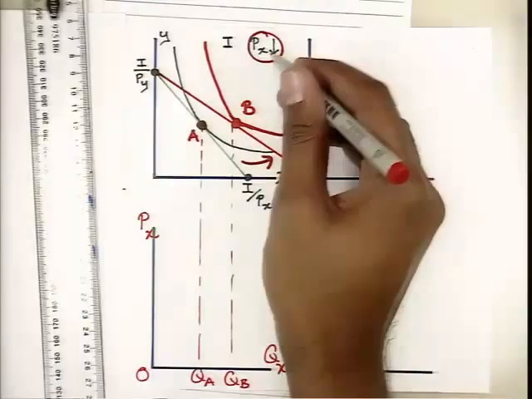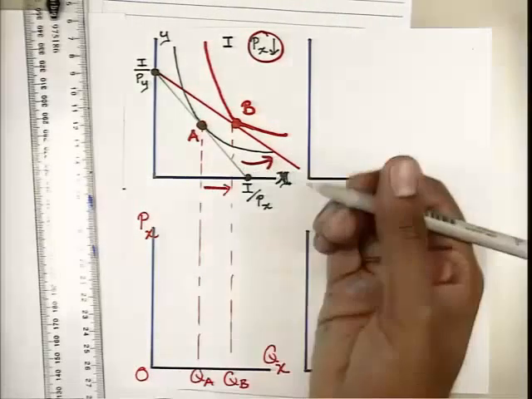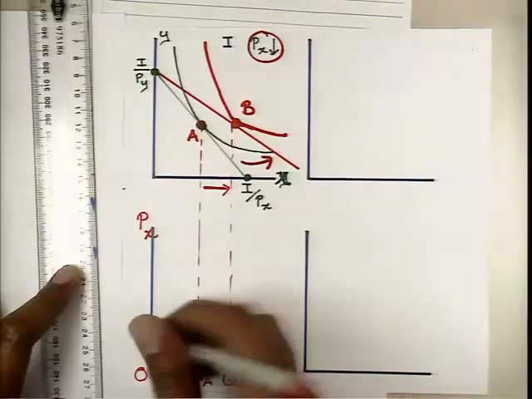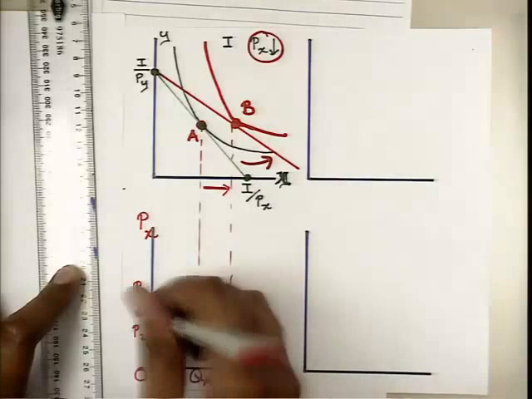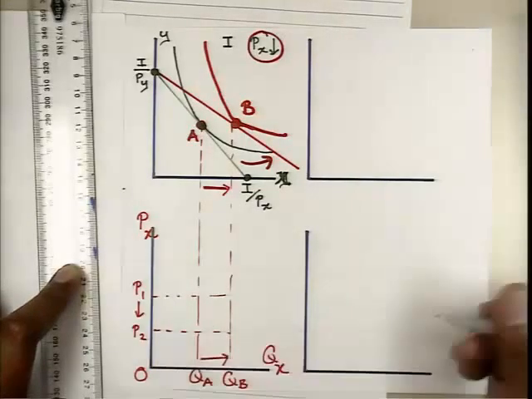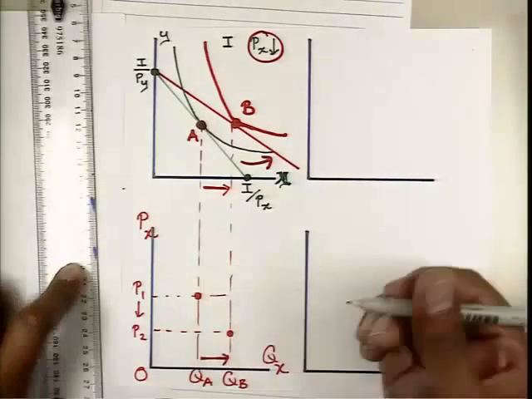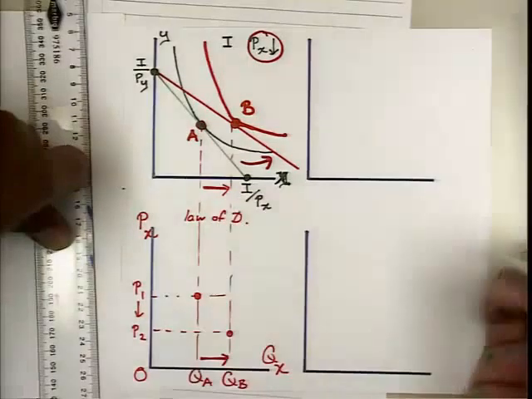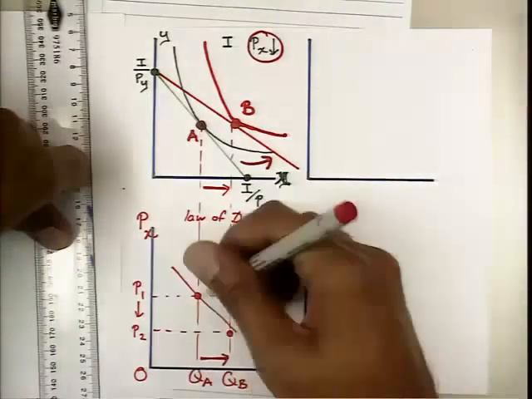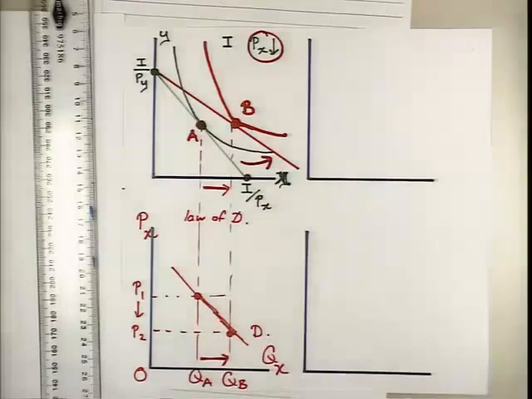The price of X went down, the quantity of X went up. The price of X has decreased, the quantity of X has increased. So what I've got is the law of demand. A fall in the price has increased my quantity demanded. Using this information, I can construct my demand curve for good X.